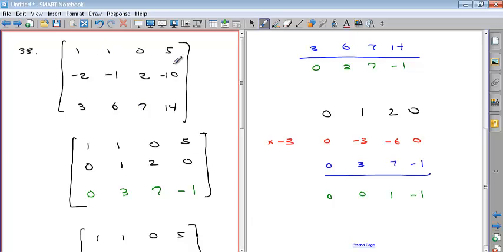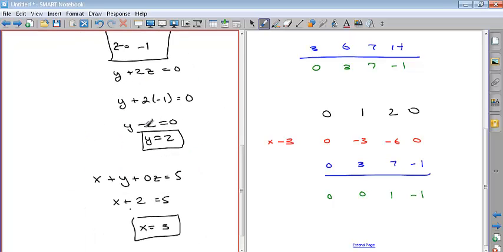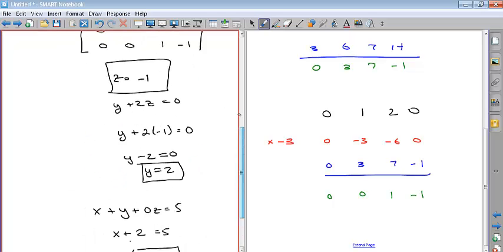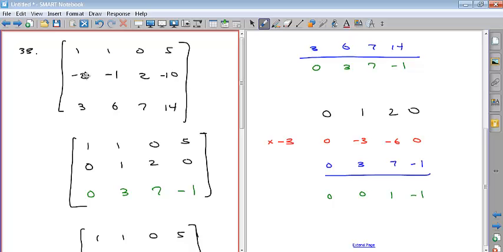X plus y equals 5. 2 plus 3 equals 5. And you do the second one, which says negative 2x plus negative y plus 2z equals negative 10.